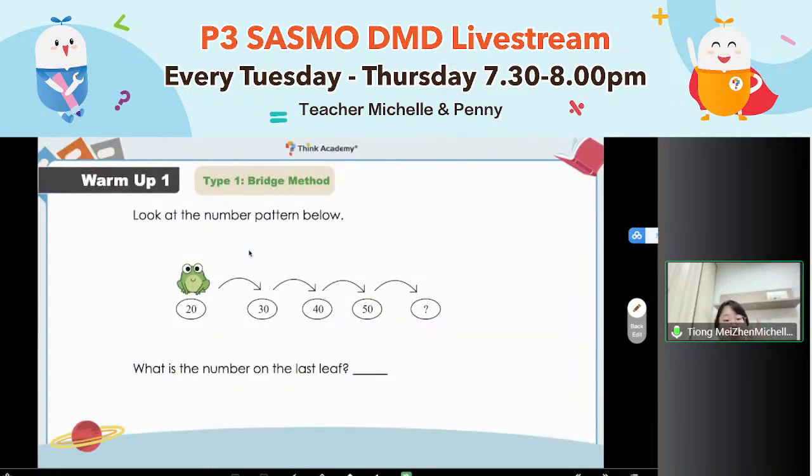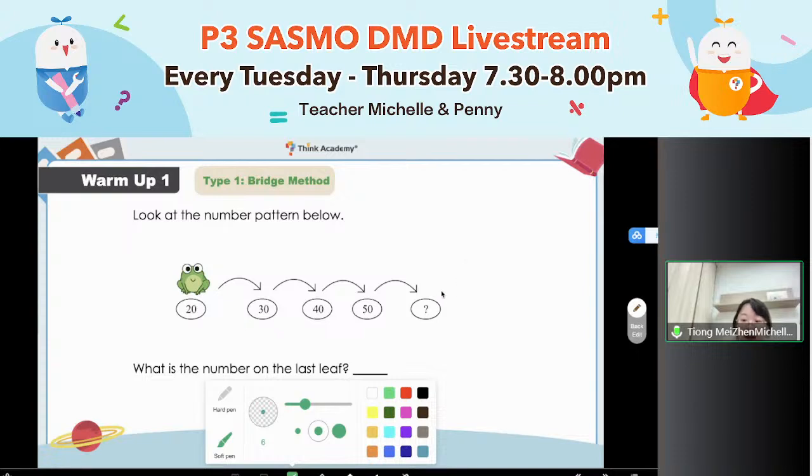All right, look at this one, kids. Warm up. Number 1, look at the number pattern below. Look how the frog jumps. 20 to 30 to 40 to 50. What is the next number? What is the number on the last leaf? 20 jumps to 30, jumps to 40, jumps to 50. The next one must be 60.